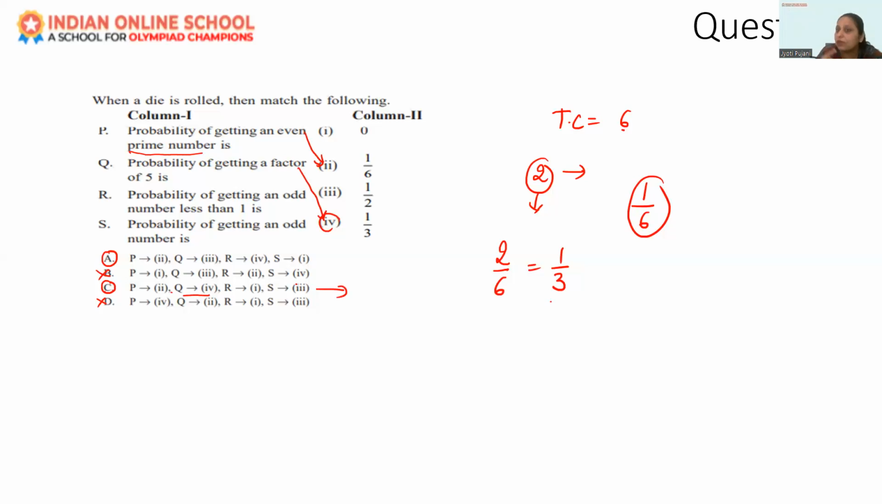But I will check the rest of the parts as well with you. Probability of getting an odd number less than 1. If you throw a dice, can you get any number less than 1? No, 0. So it means R belongs to the first part. Here is R belongs to the first part. Probability of getting an odd number. How many odd numbers when you throw a dice? 1, 3, 5. 3 are the numbers, 3 in the counting. So 3 upon 6. So it means 1 by 2. So that option belongs to 3. So your answer will be C. Got it, everyone? So next, move to the next one now.